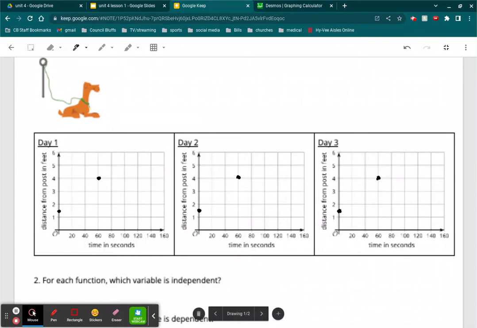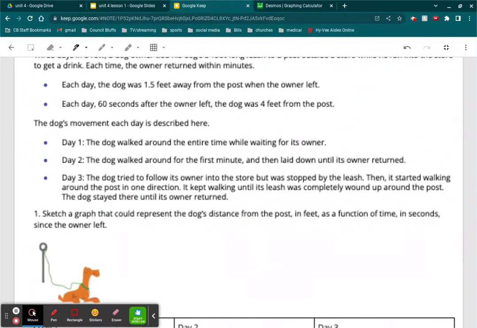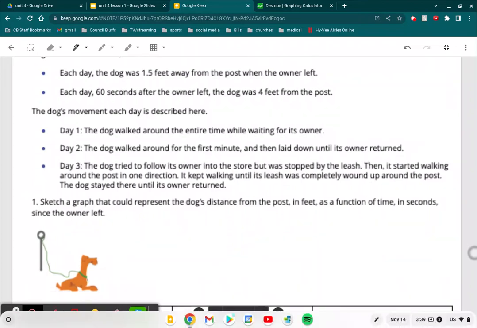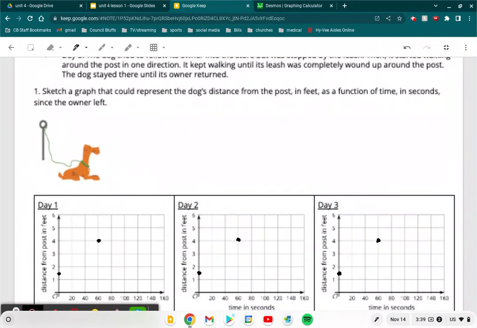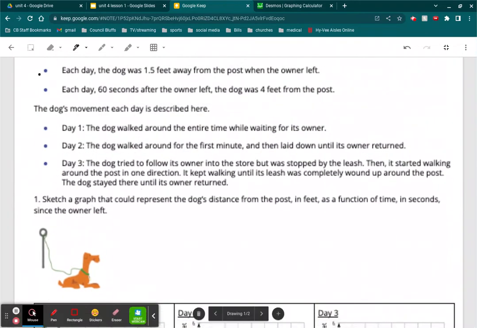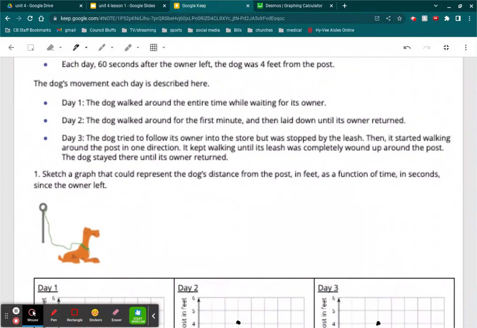Okay, so I put a second dot there at 60 seconds. Okay. So for number 1, we're going to sketch a graph that could represent the dog's distance from the post in feet as a function of time in seconds since the owner left. Okay, so we know that these two things are happening on each day. All right, but other than that, it's going to be different each day.